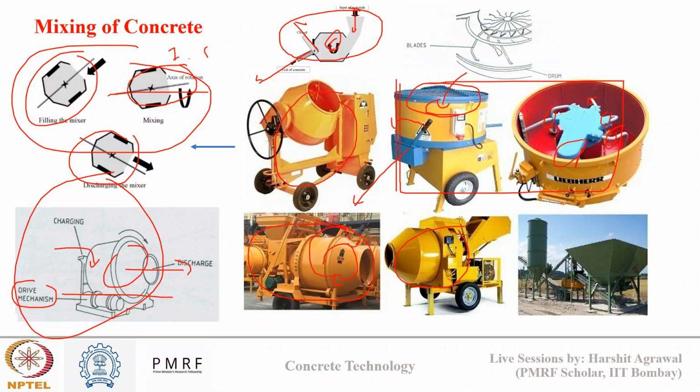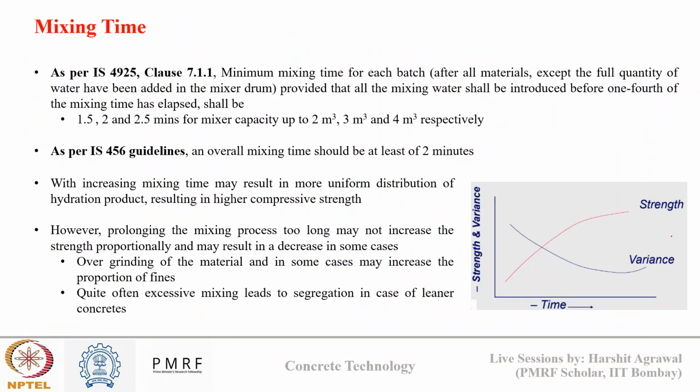So these are different types of mixers. In the last image, you can see a continuous mixer also, where, as the name suggests, loading, mixing, and unloading is done continuously until the job is complete. Such mixers are used for large scale projects such as dams, bridges, and construction of high rise buildings. So these are the different types of mixers.